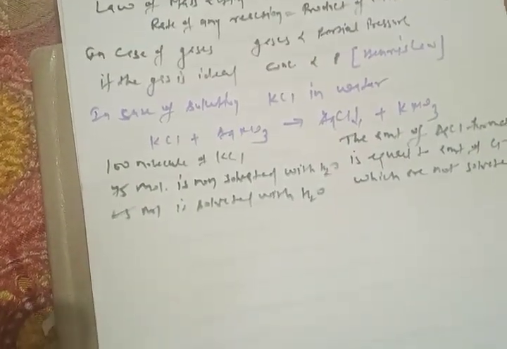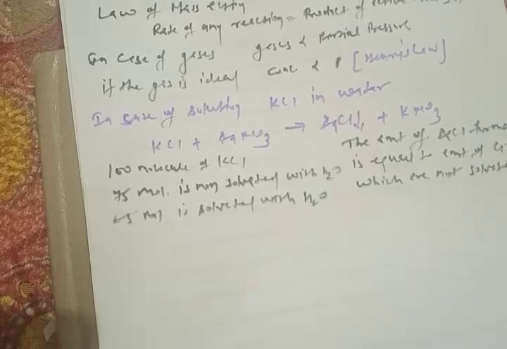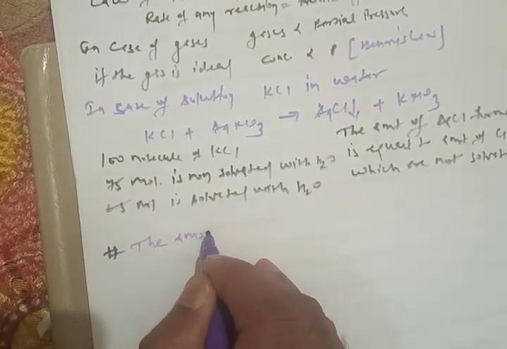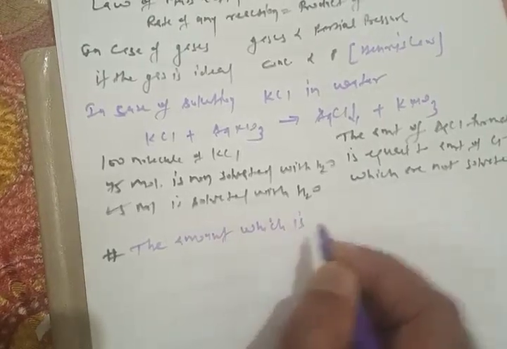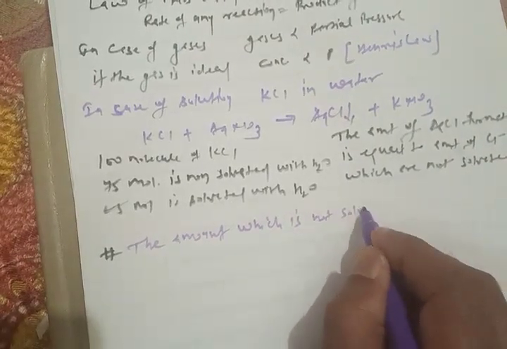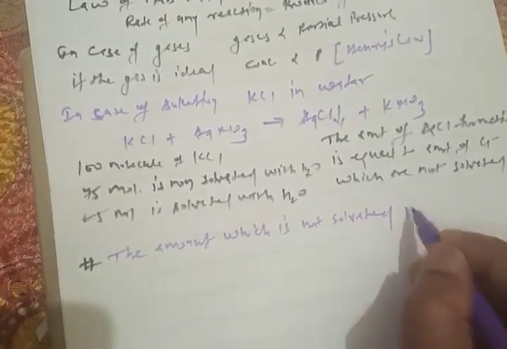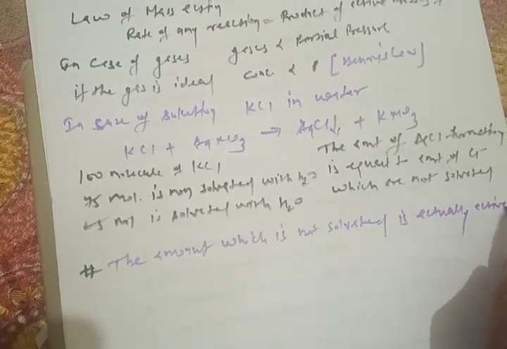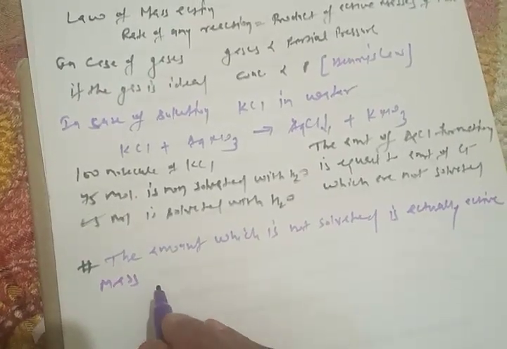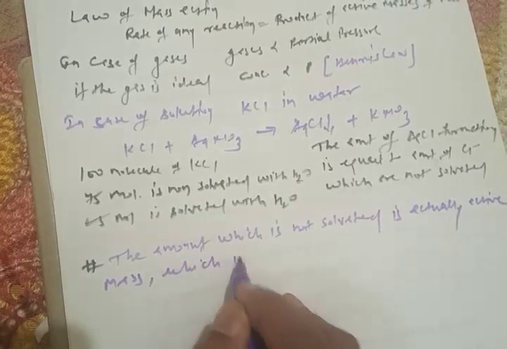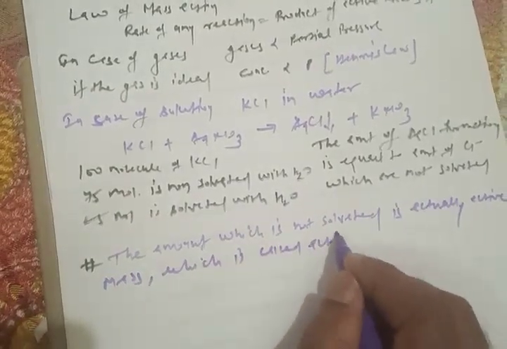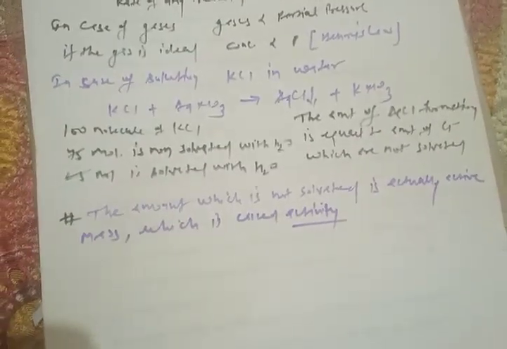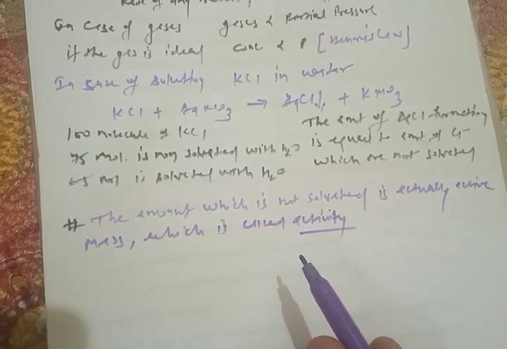So the amount which is non-solvated is actually your active mass. Point to be noted, the amount which is not solvated is actually the active mass, and this active mass is called activity. So the activity is actually the non-solvated amount, because this is the only active part.